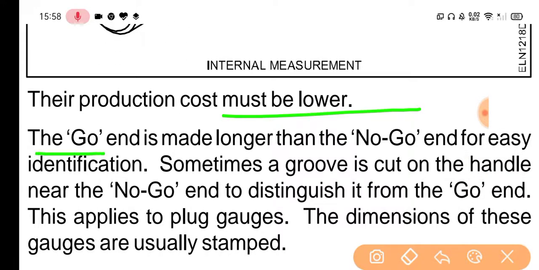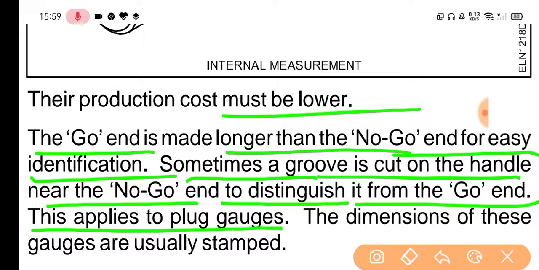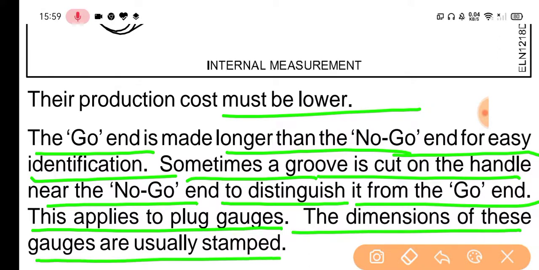The go end is made longer than the no go end for easy identification. Sometimes a groove is cut on the handle near the no go end to distinguish it from the go end. This applies to plug gauges. The dimensions of these gauges are usually stamped.